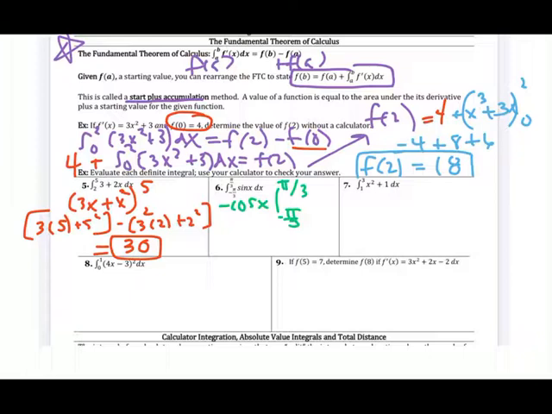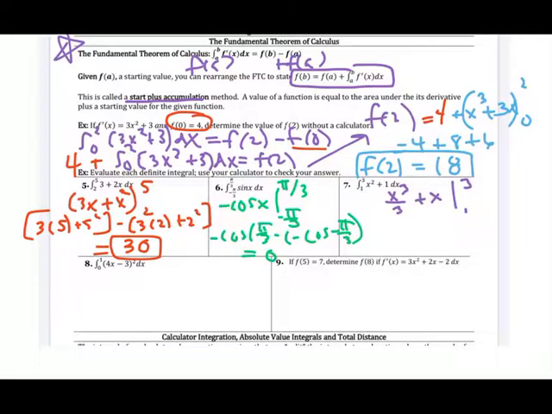On number 6, when you integrate sine of x, you get negative cosine of x, and we're going to evaluate that from negative pi over 3 to pi over 3. So negative cosine of pi over 3 minus negative cosine of negative pi over 3. And when you simplify that, that's going to give you 0.